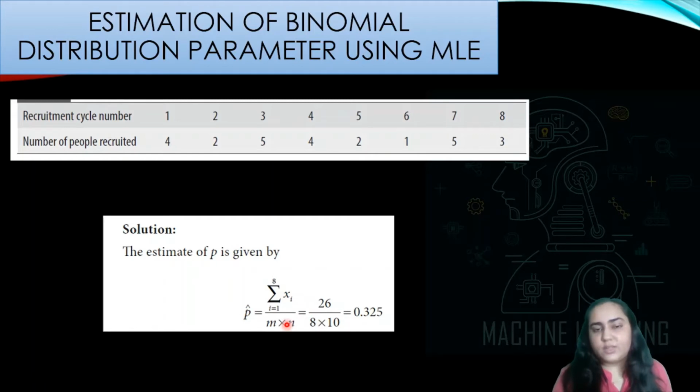So you are essentially repeating an experiment m times, 8 times. So you have 10 trials, because 10 people, but you're repeating those 10 trials 8 times. If you calculate that, you will be getting 0.325, which will be your probability of success. That is how you can do calculations using maximum likelihood estimation, also known as MLE.